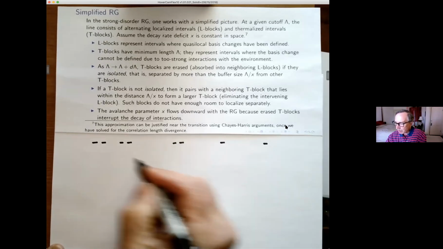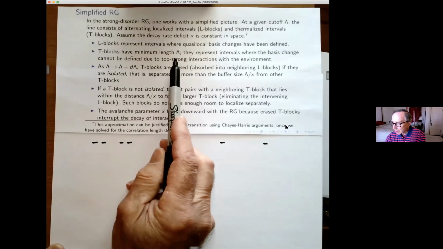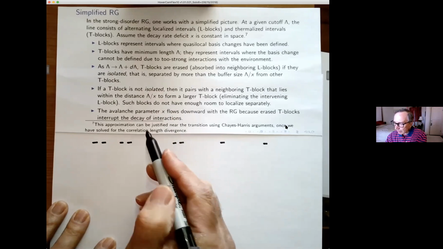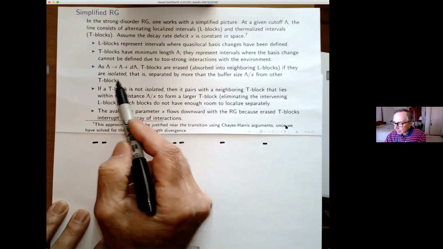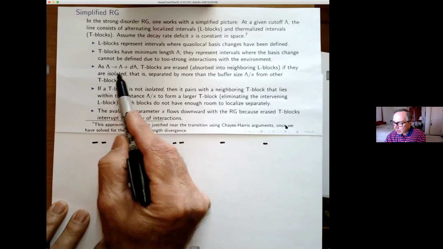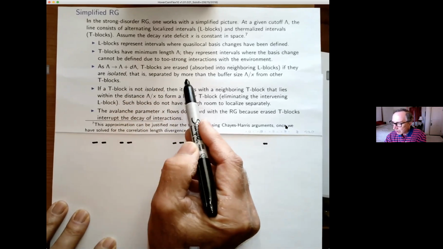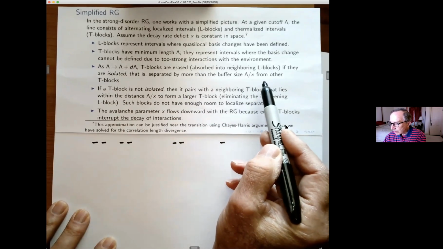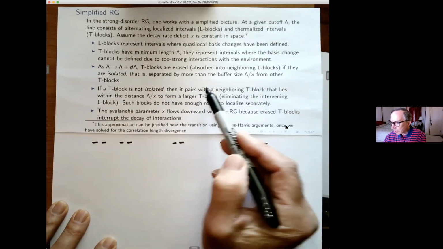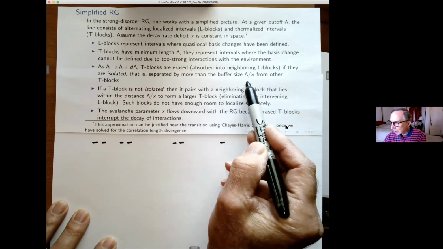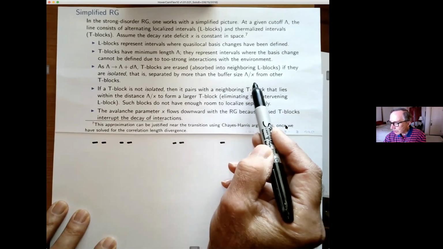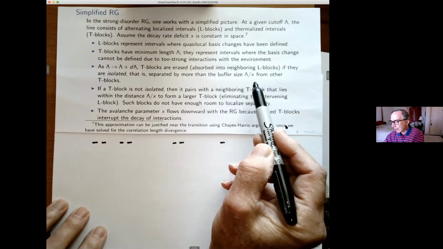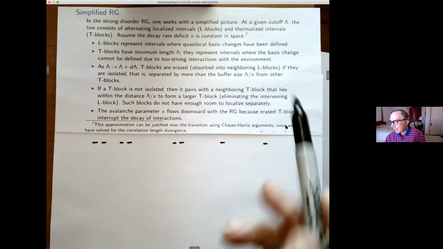Maybe at some length scale. Remember, all of these T blocks have minimum length lambda. That's the RG cutoff. Then as we increment, lambda goes to lambda plus d lambda. These T blocks end up getting erased or absorbed into the neighboring L blocks if they're isolated. In other words, they're separated by more than a buffer size lambda over X from other T blocks. This lambda over X comes from the fact that X is in the denominator. That's the size of the buffer zone.